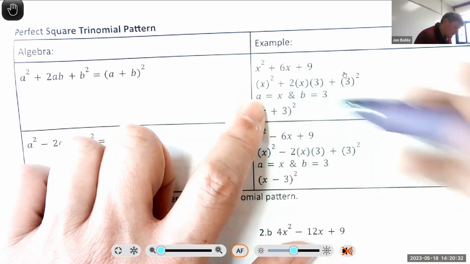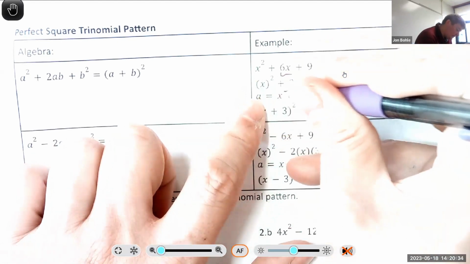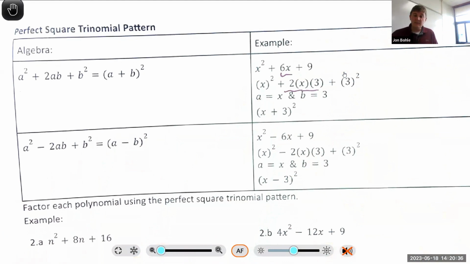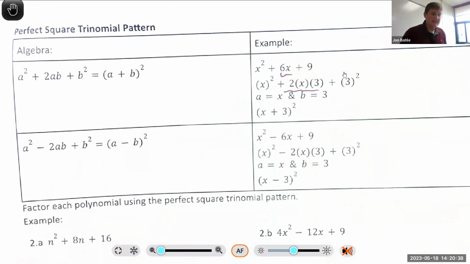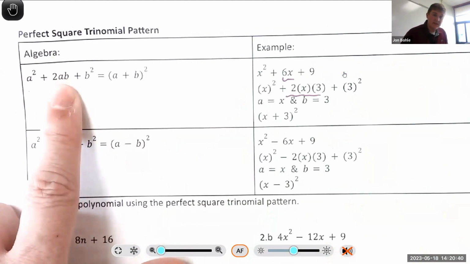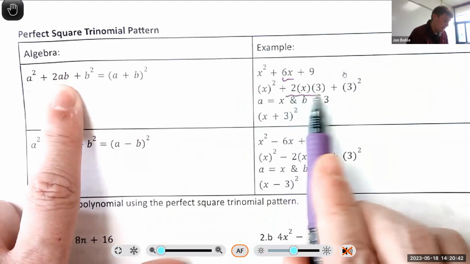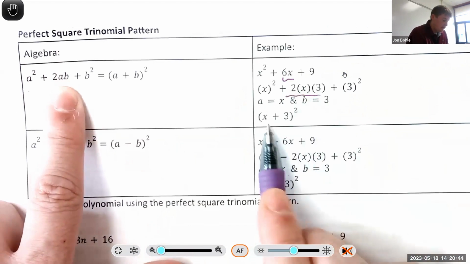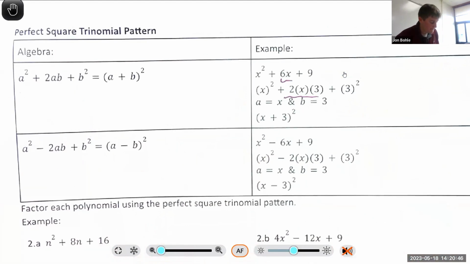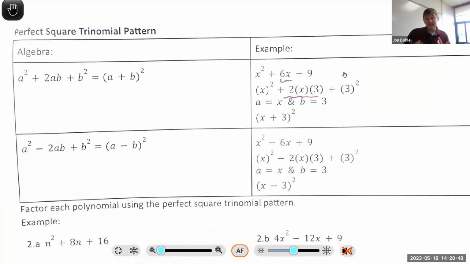Then you have to check the middle. That's really the only hard part, or main difference: you do have to check the middle. Is the middle 2 times a times b? If it is, 2 times x times 3 is 6x, so it's going to factor into x plus 3 squared. The other formula is the exact same; the only difference is there's a minus.